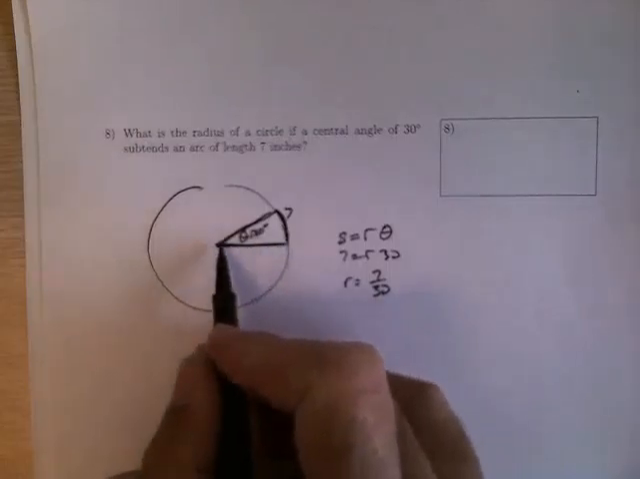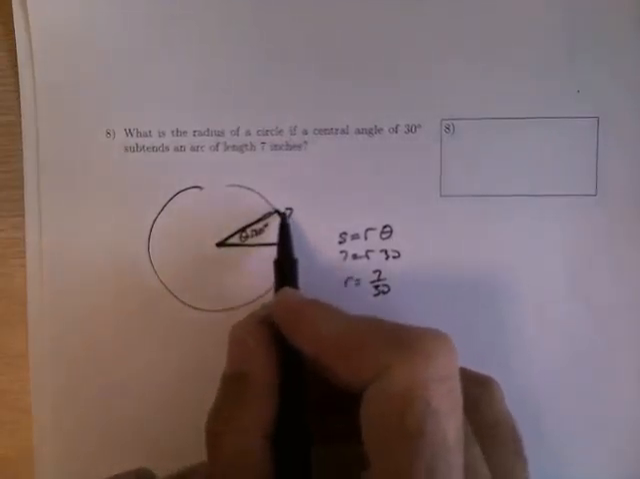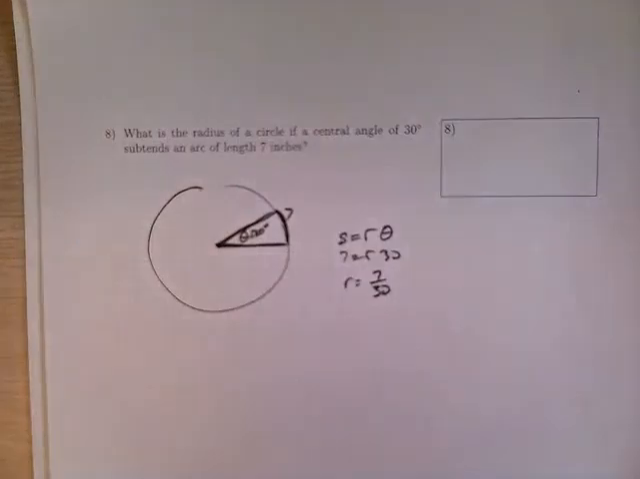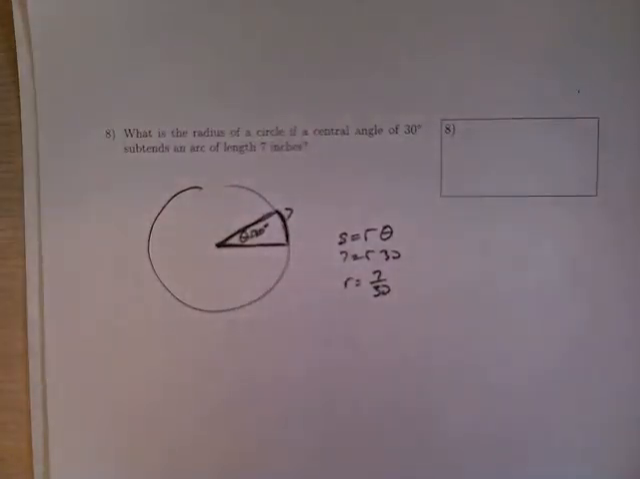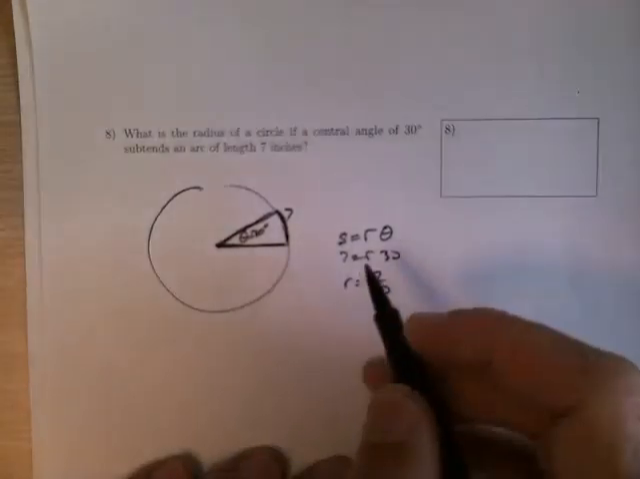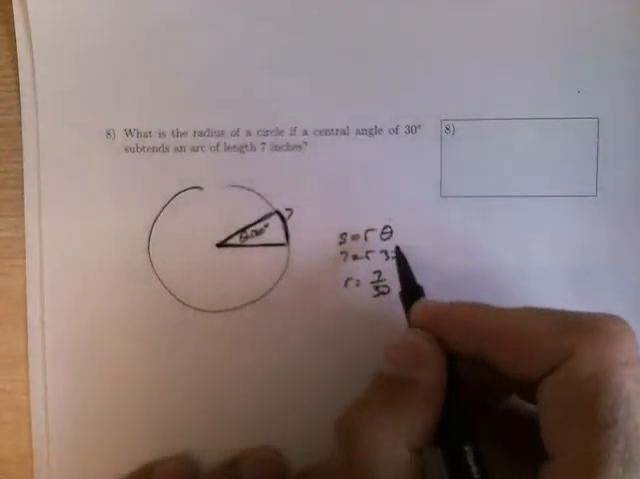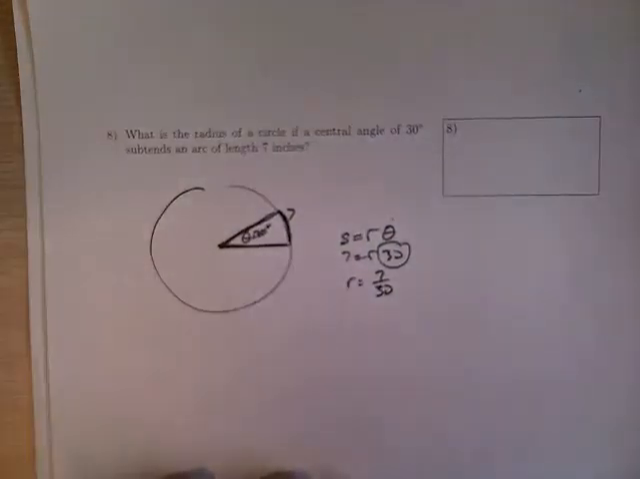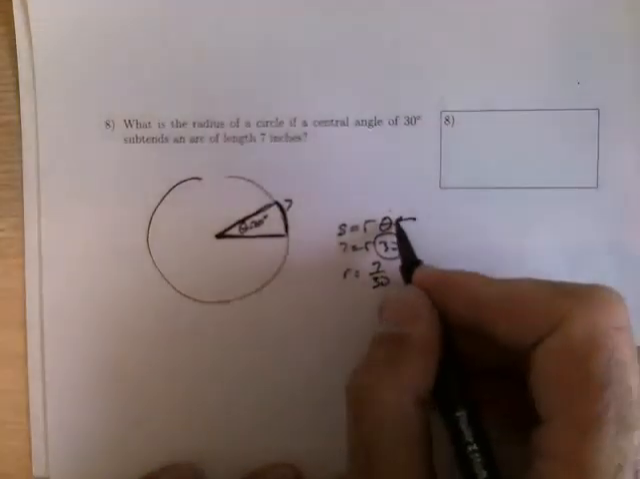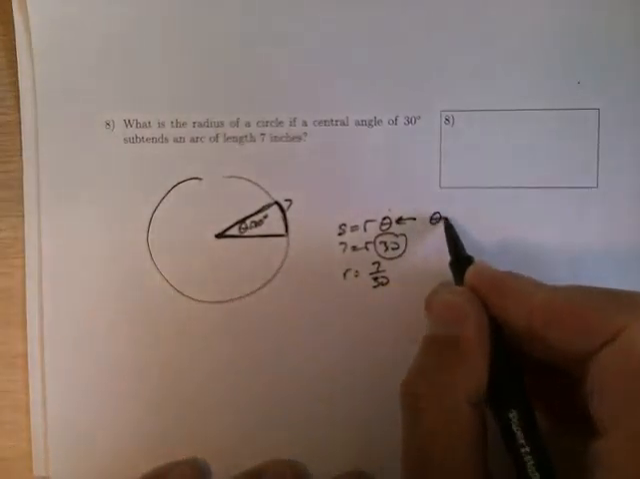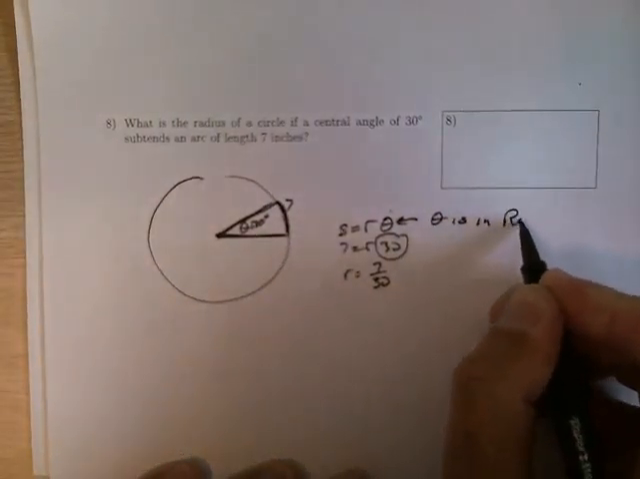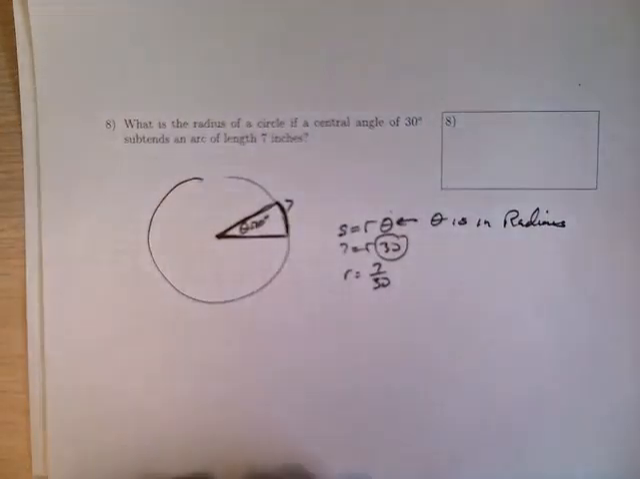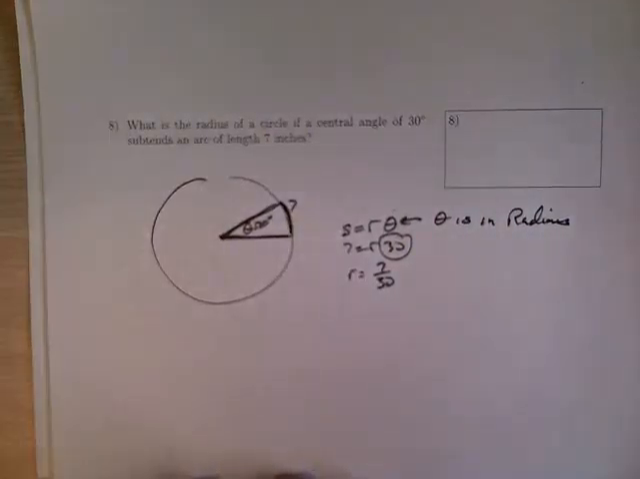How could this be 0.2-something if that length there is 7? I mean, do a reality check. Look at your answer. What went wrong? What went wrong is this angle can't be 30. This relationship only works if theta is in radians. So you've got to make the conversion to radians first. Okay.